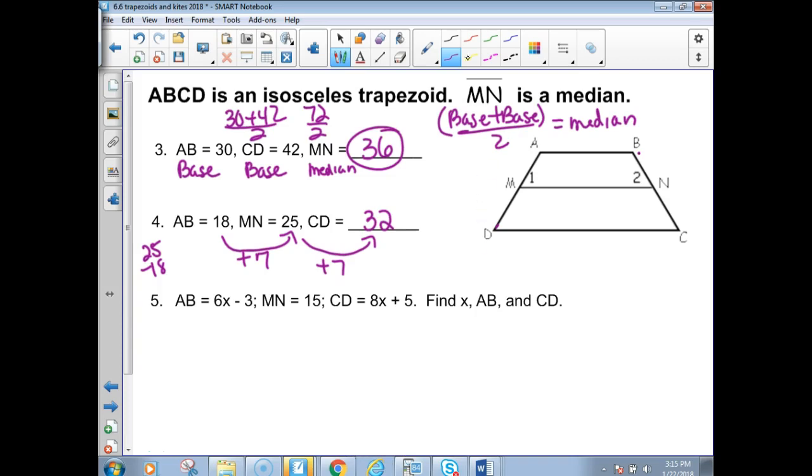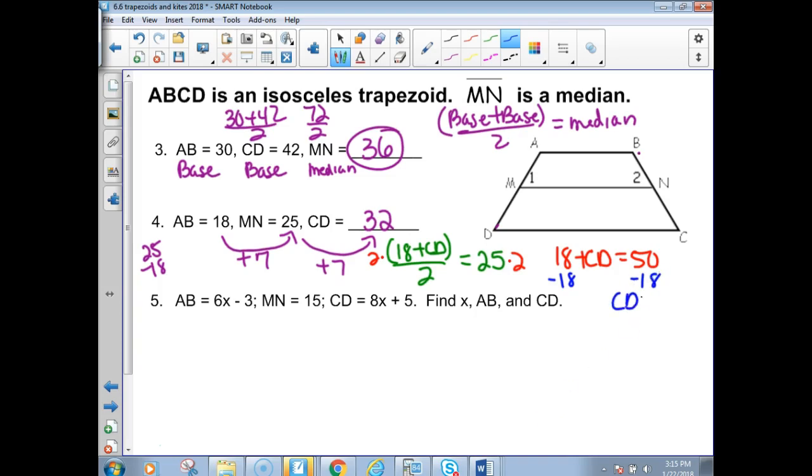Yes? Okay. With the formula, you would take 18 plus CD, divided by 2. That would need to equal 25. You would multiply both sides by 2. That would give you 18 plus CD equals 50. And then you would subtract 18 and get your 32. That always works.